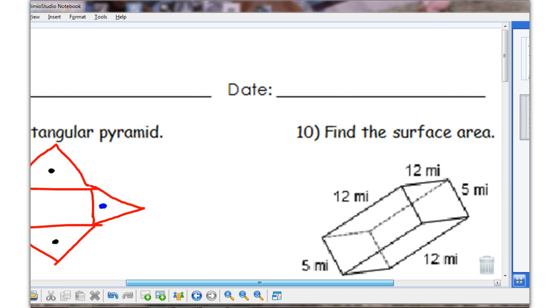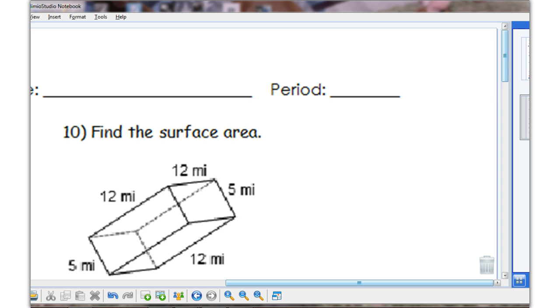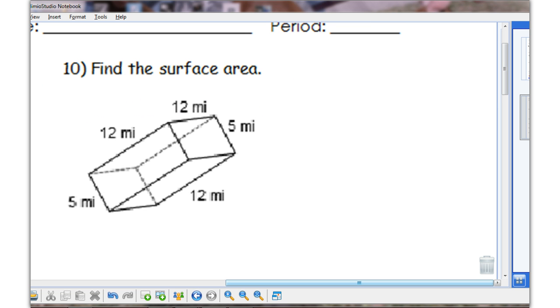Number 10, surface area. Again, here we're doing different shapes, or still a rectangular prism, so we're doing 1, 2, 3, 4, 5, and 6 different faces. I'll do this one a little quicker here. 12 times 5, 60. So that's the back and the front repeated. Okay, so again, back and kind of front there.